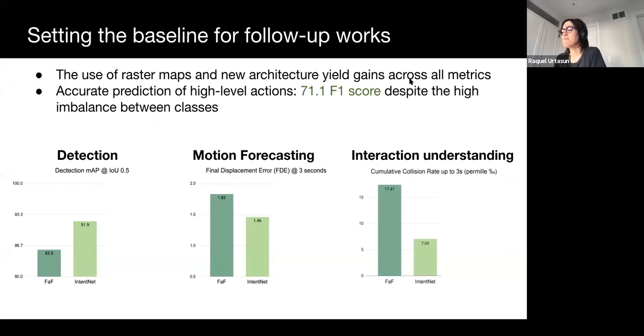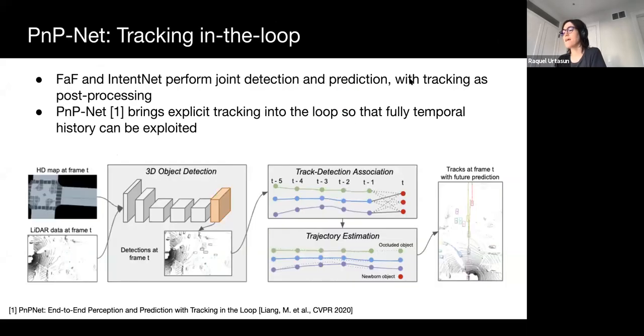Finally, it can predict the vehicle's high-level action with a 71 F1 score despite the high imbalance between categories such as keeping and changing lane. FAF and IntentNet use a joint model to solve detection and prediction simultaneously, but perform object tracking as a post-processing. As a result, the full temporal history containing tracks is used by neither detection nor prediction. To remedy this, PMPNet brings explicit object tracking into the loop so that all tasks can benefit from rich temporal context. PMPNet will be showcased at this year's CVPR.